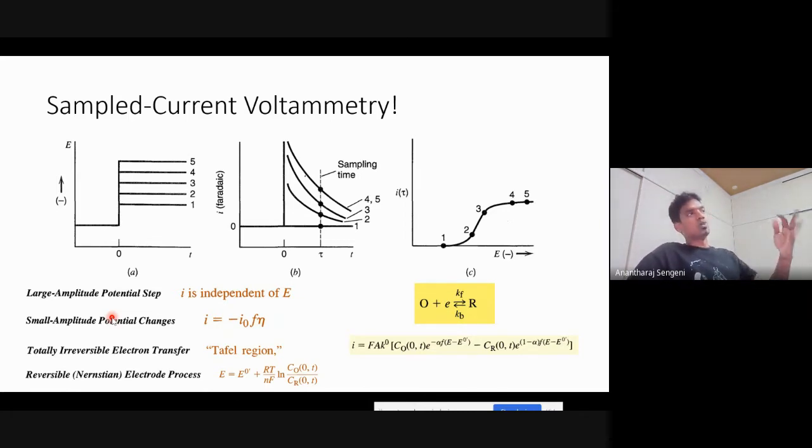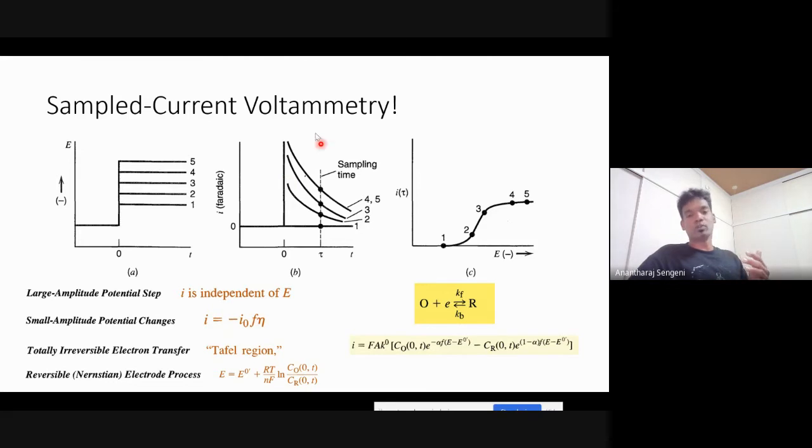So this is well beyond the reversible potential, which means that according to Butler-Volmer theory, we are more than 120 millivolt away from the reversible potential. So we are literally in a Tafel region. In the Tafel region, we will be concentrating only on the Tafel parameters like Tafel slope, exchange current density, and other things. And in those cases, sampled current voltammetry will come in handy right away.